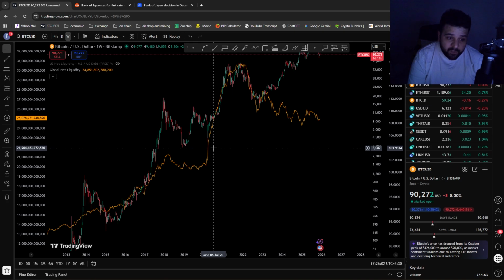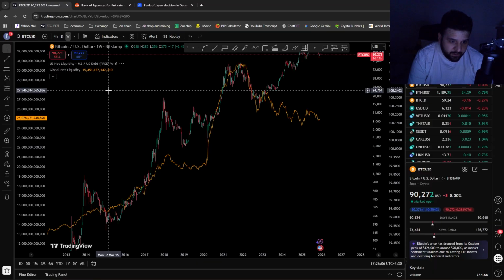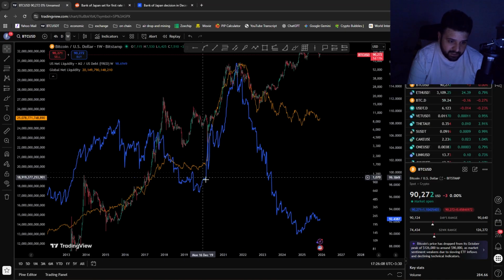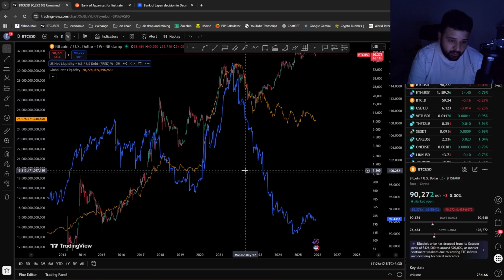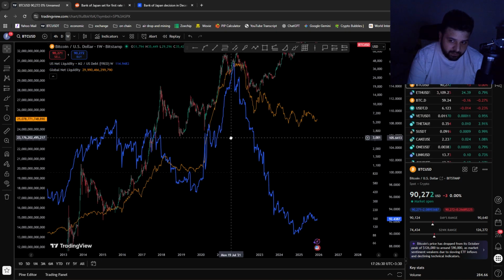And if you take the US net liquidity index, which represents the amount of liquidity circulating in the market, and subtract the total US M2, and then divide them by US national debt, we arrive at this chart, the blue one.